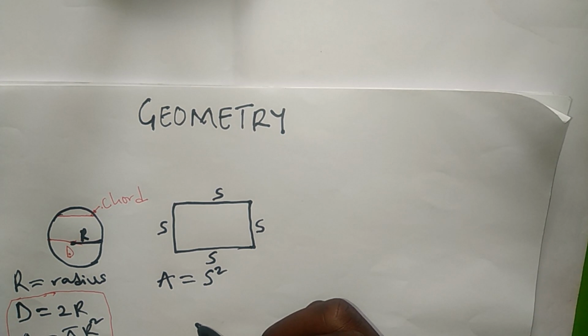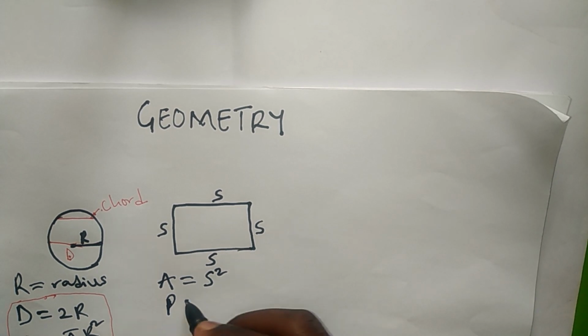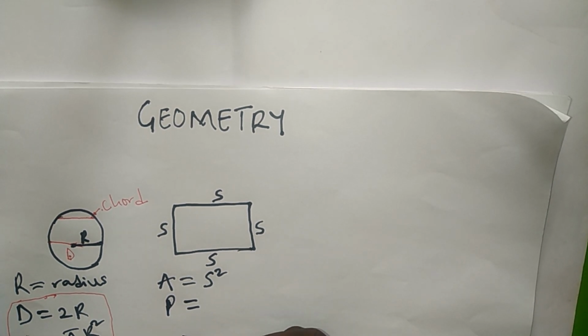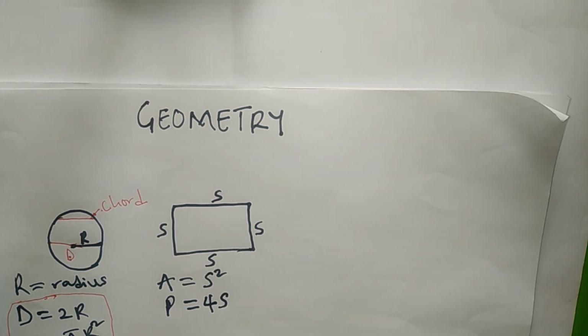Now, what about the perimeter of the square? The perimeter of the square, I use P for perimeter. The perimeter of the square, either you say S plus S plus S plus S, or you say 4S. So 4 times the side. Either you add the sides or you just say 4 times the side.